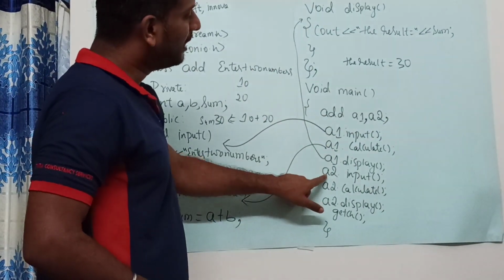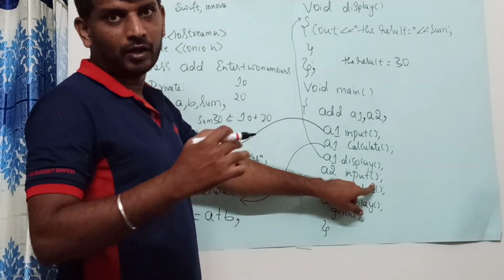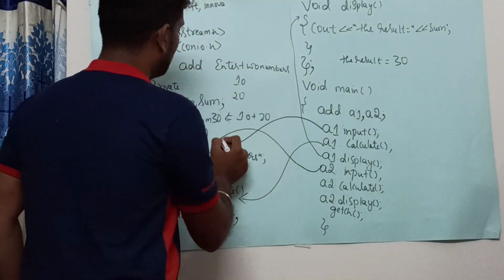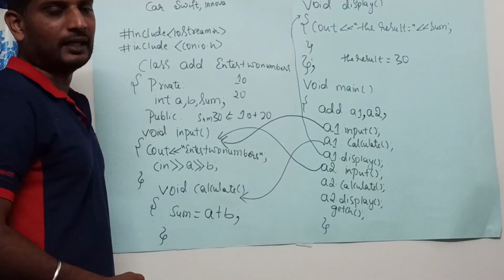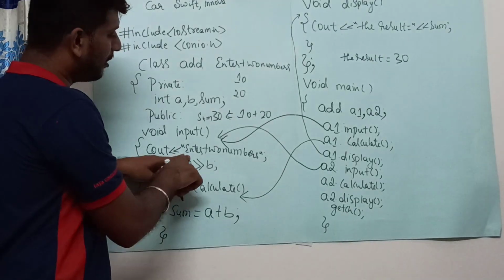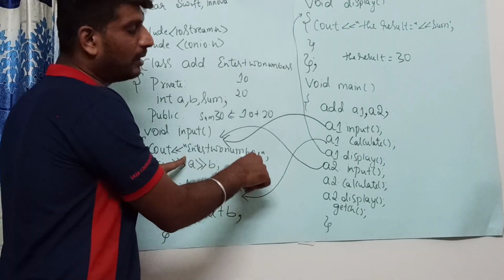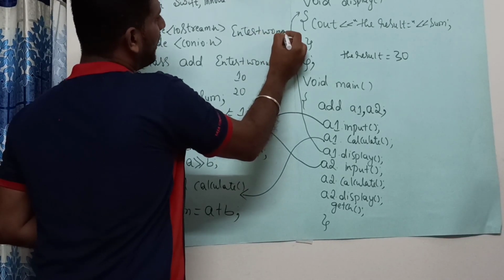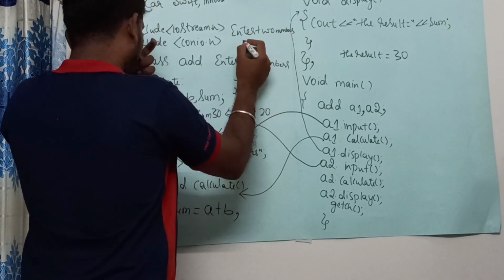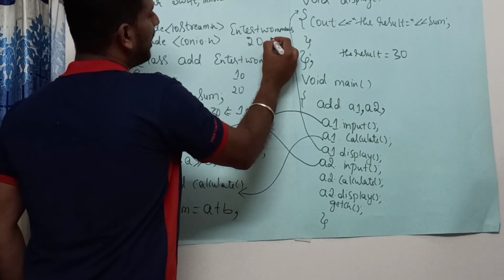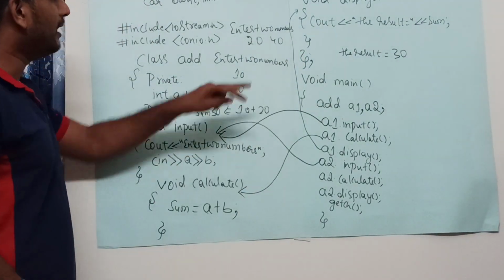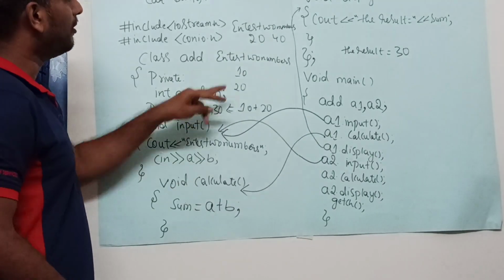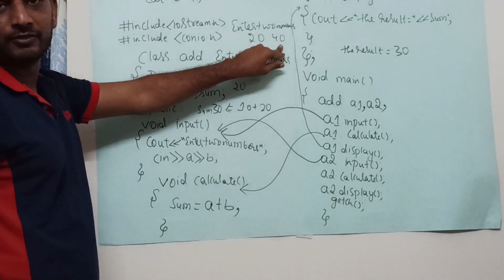Next, what happens? A2 dot input. You are calling the same function again, A2 dot input. So what happens is again the input function gets executed. Again you will get the same statement on the screen, that is, enter the two numbers. Enter two numbers will appear again on the screen. So you will enter some values like 20 and then 40. 20 gets stored in A and 40 gets stored in B. Now the value of A is 20 and the value of B is 40.